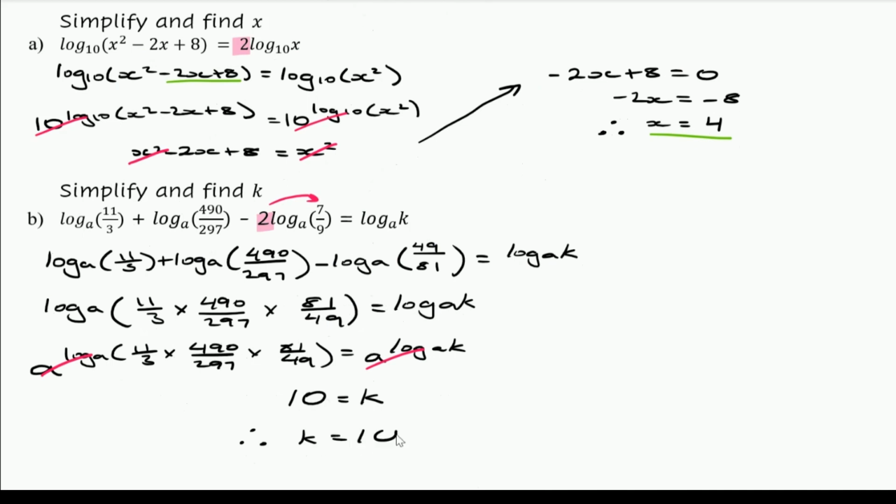So therefore k is equal to 10. And now we've done all the examples for 2.8.